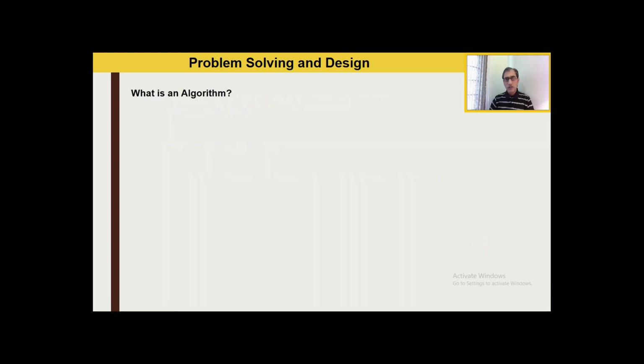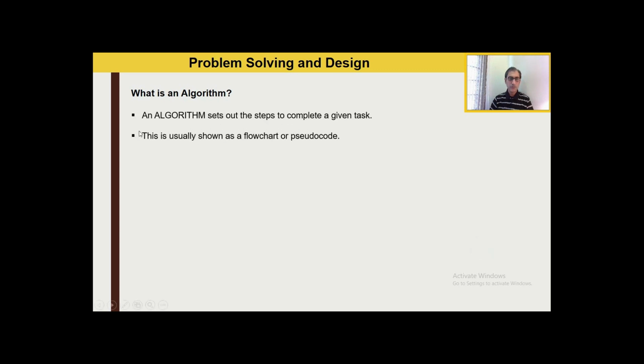Okay, so continuing from here, our next topic is basically what is an algorithm. So let's see what algorithms are. An algorithm sets out the steps to complete a given task. This is usually shown as a flowchart or a pseudocode.